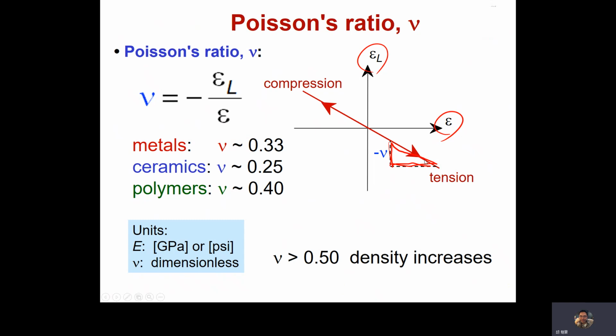Of course, for compression, it's the same. And usually for metal, its Poisson ratio is about 0.3. For ceramics, its Poisson ratio is about 0.25, and for polymer, it's about 0.4. Okay, so what's the mechanical behavior with different Poisson ratios?